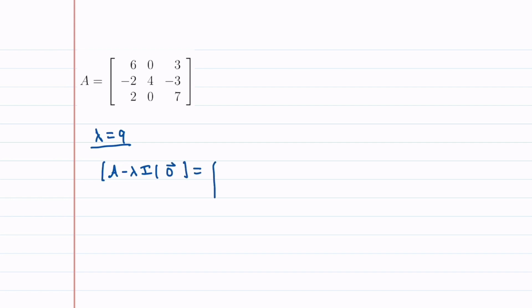So for this one, let's highlight our diagonal. We are going to subtract 9 off of our diagonal. So we're going to get a -3, a -2, and a 2, and then a 0. 4 minus 9 is a -5, and then a 0, and then a 3, -3, and then 7 minus 9, which is a -2. This one is a little bit harder than the other one to simplify.